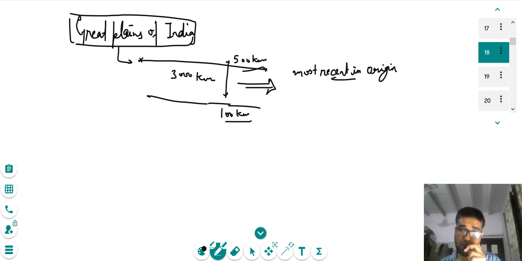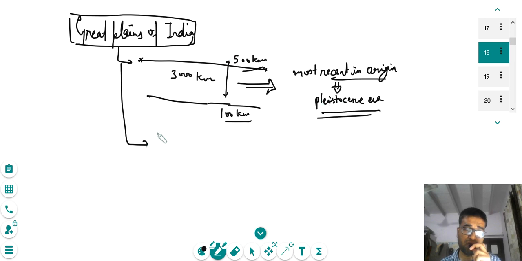What I mean by more recent in origin is that they are not older than Pleistocene, right? For example, the peninsular India is a lot older than the Great Plains of India. Okay, so they are most recent in origin, and they have the riverine deposits.